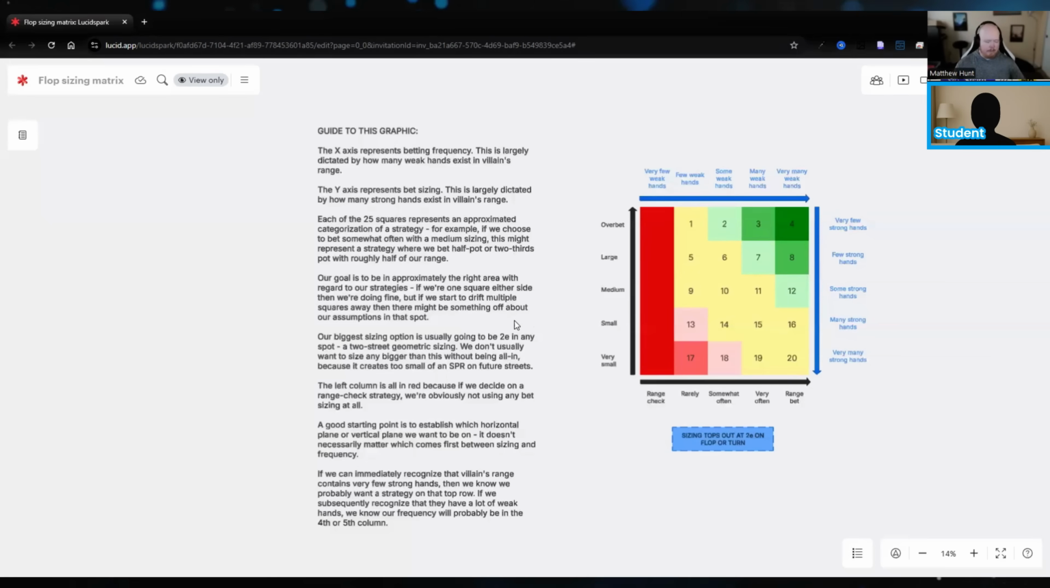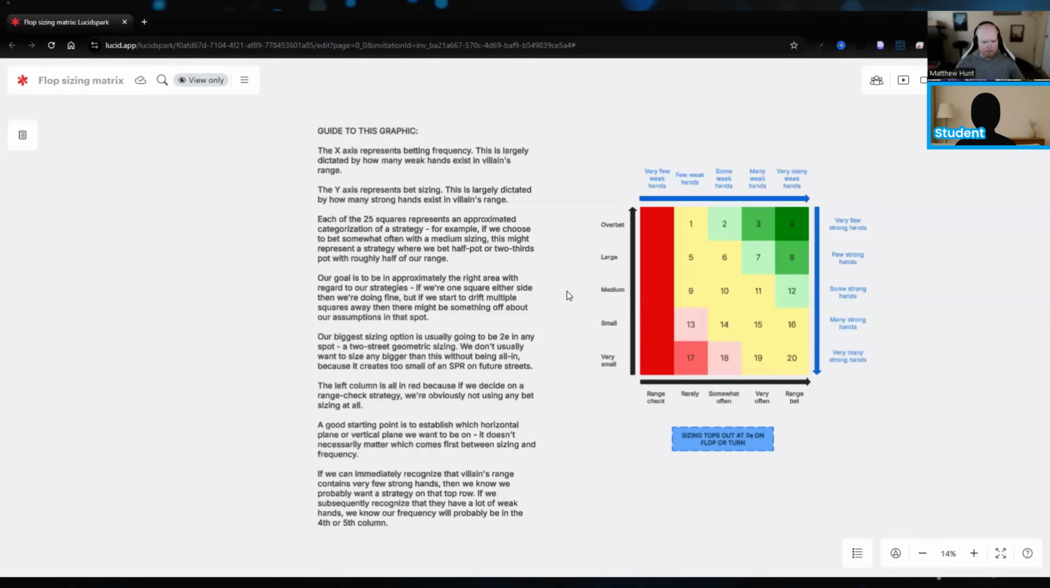Makes sense. Our goal is to be in the right area, right? And our biggest sizing option in any given situation is usually going to be approximately 2E. So 2E means a two street geometric sizing. It means that we're betting a size that's going to allow us to shove all in for the same size on the next street. We don't generally want to go any bigger than this very often without being all in, because it's going to create a sizing on the next street that is too small, right?